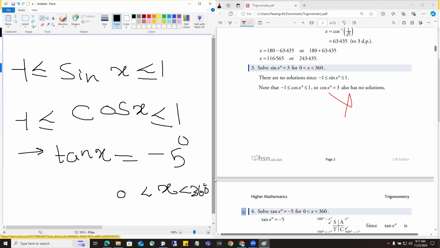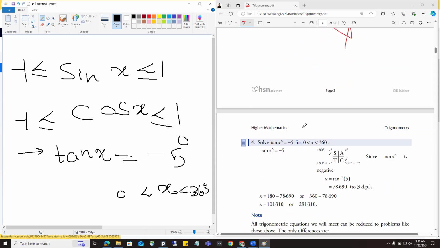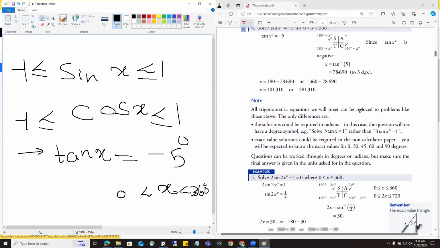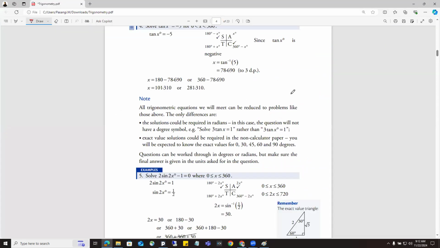Okay, teacher. So what happened with tan x? Were you able to find the x values? Okay, it's clear, right? Yes, teacher. Teacher, I took it to 2 decimal points. Is it fine, teacher? Yes, two decimal points is fine.